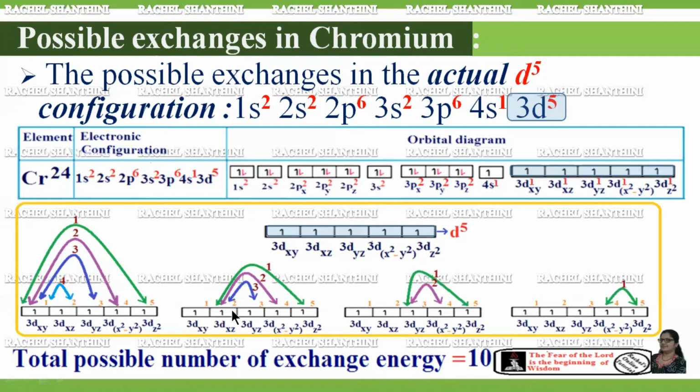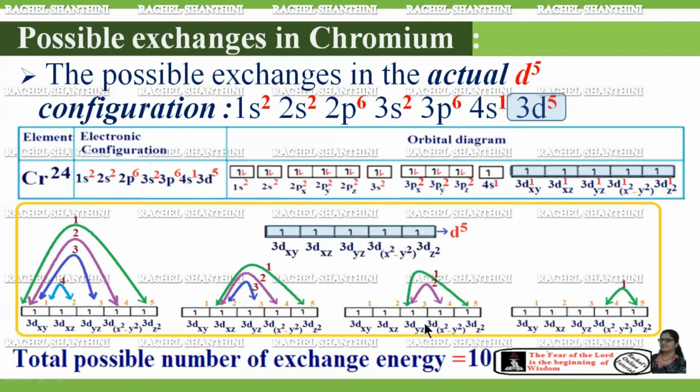Coming to this diagram, it shows us the exchange between the second electron to the third electron, second electron to the fourth electron, and second electron to the fifth electron. So how many possible exchanges are here? 2 to 5, 1; 2 to 4, 2; 2 to 3, 3. So 3 possible exchanges are here.